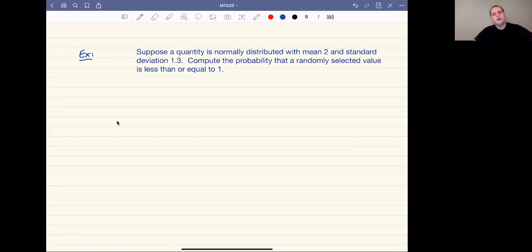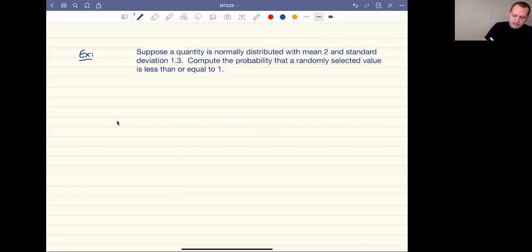Okay, what I want to do now is answer the following question. So here's our first normal distribution question. Suppose that we have some quantity that's normally distributed with mean 2 and standard deviation equal to 1.3. What I want to do is compute the probability that a randomly selected value is less than or equal to 1.